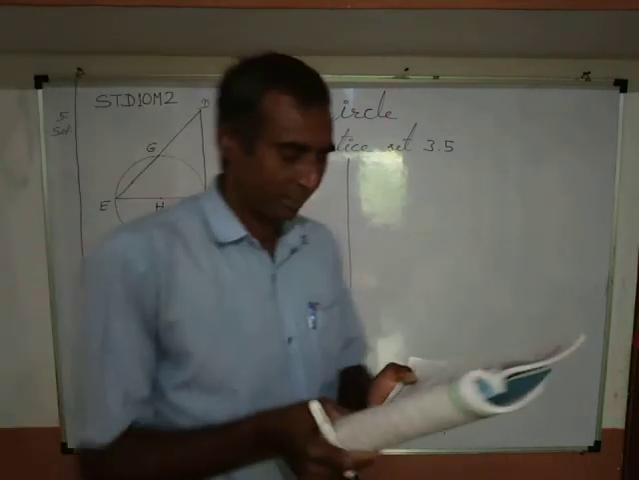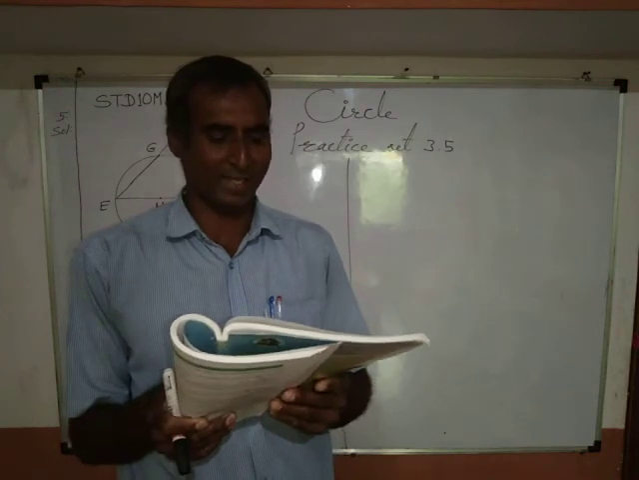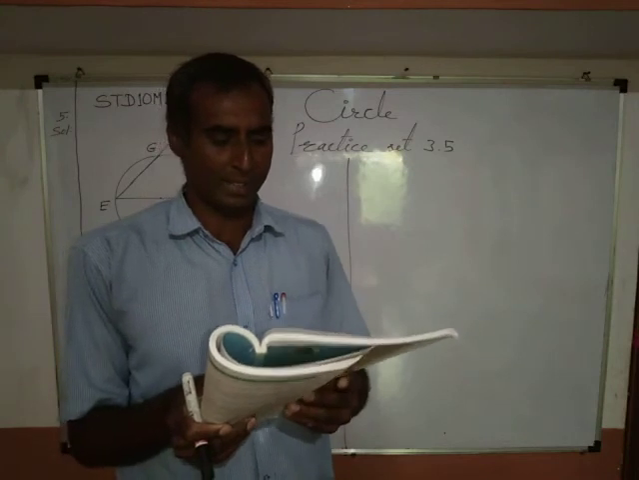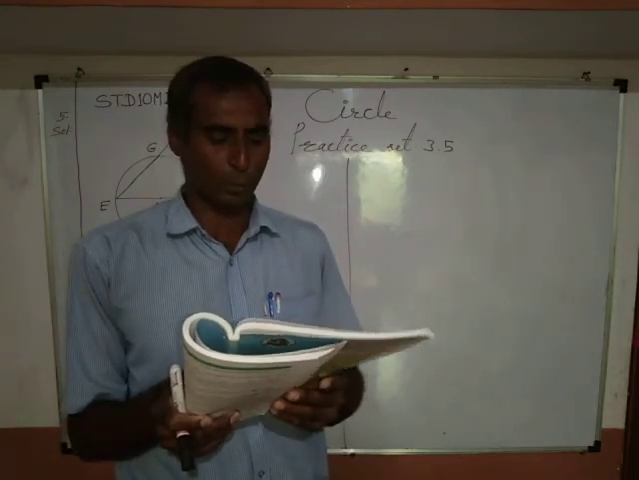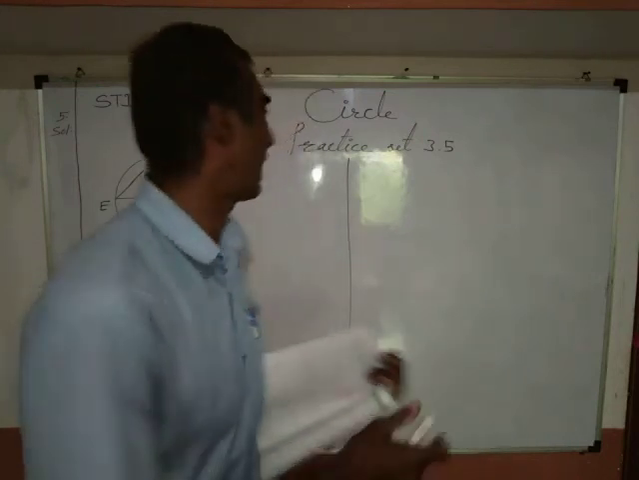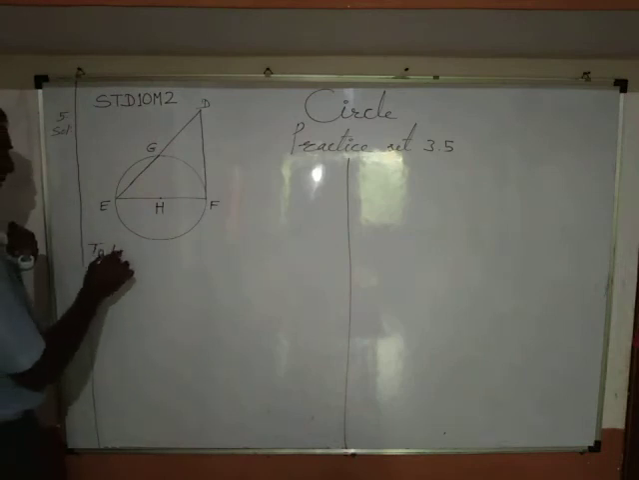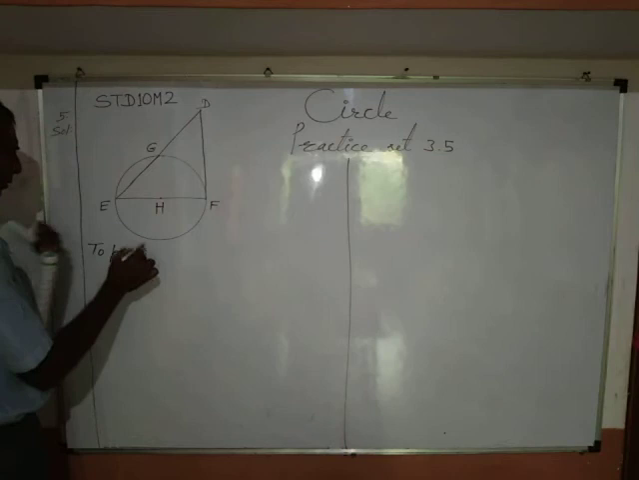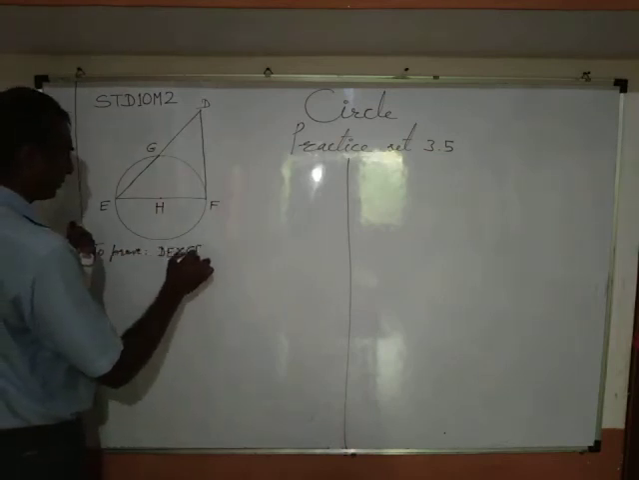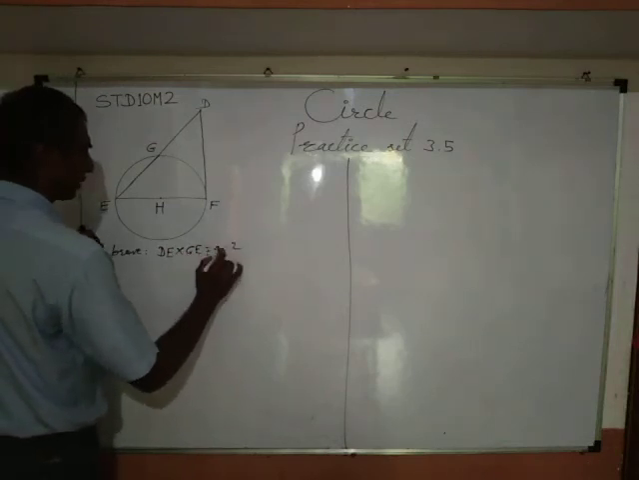Question 5. In the figure, segment EF is a diameter and segment DF is a tangent segment. The radius of the circle is r. Prove that DE into GE equals 4r square. To prove: DE into GE equals 4r square, where r is the radius of the circle.